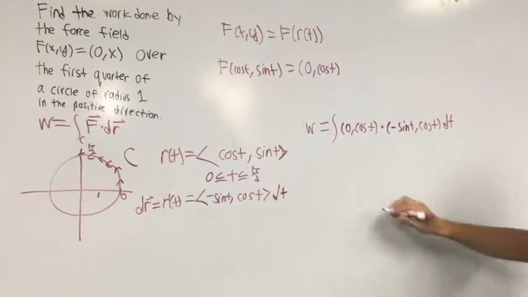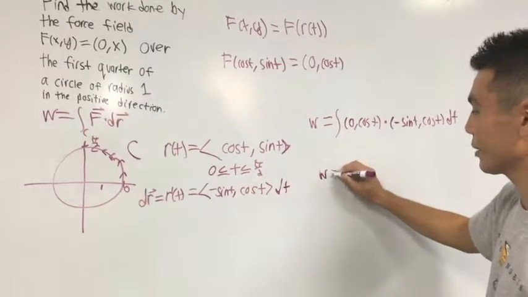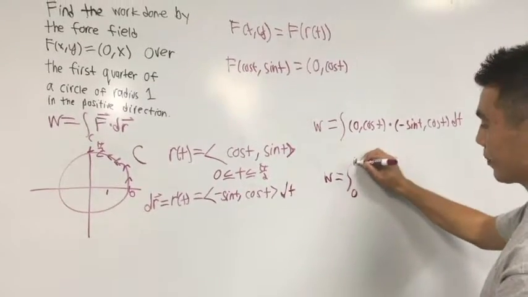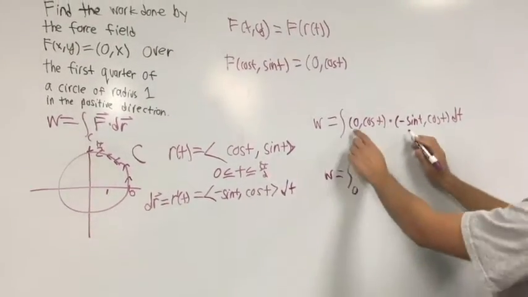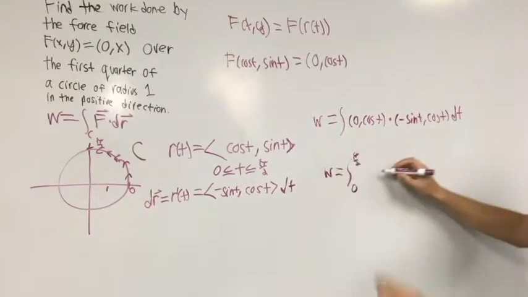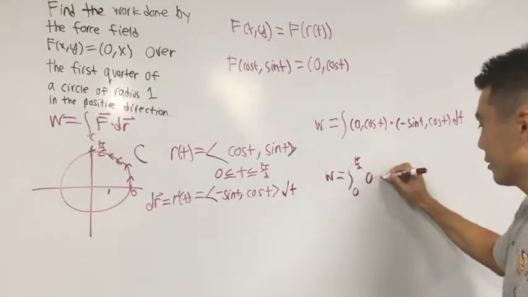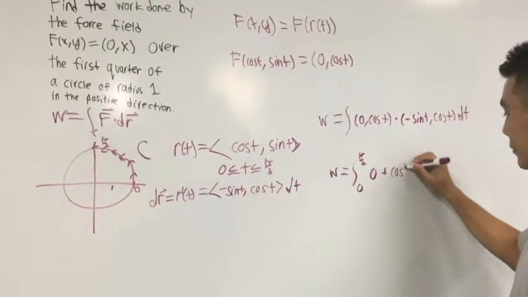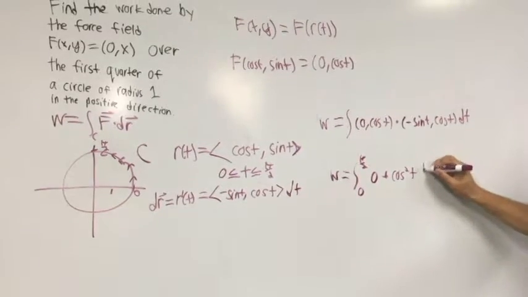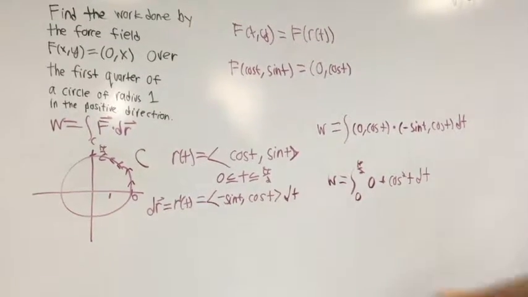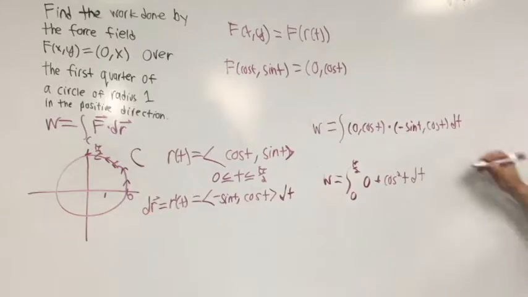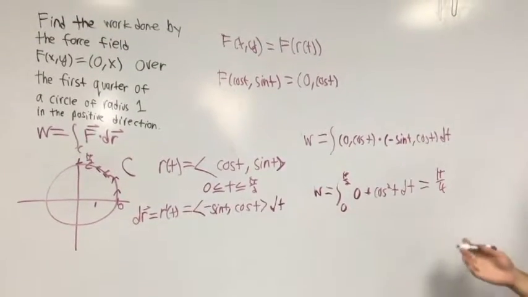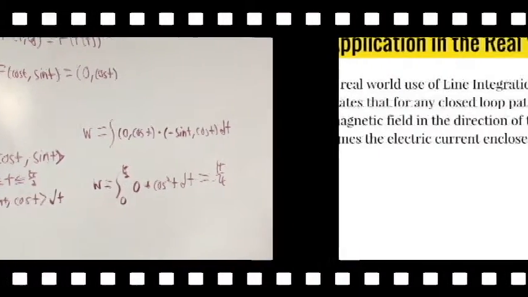You should all know how to take the dot product. So we're left with work equals the integral, now we have limits from 0 to pi over 2, of 0 times negative sine is 0. So we have 0 plus cosine squared of t dt. Now this integral is very solvable. You're going to do some calc 2 and get pi over 4. And that's how you solve a line integral by parameterization.